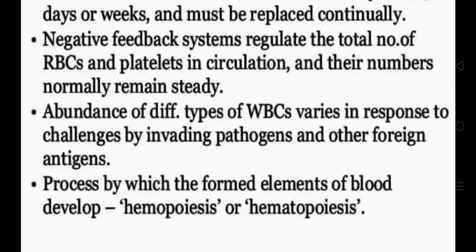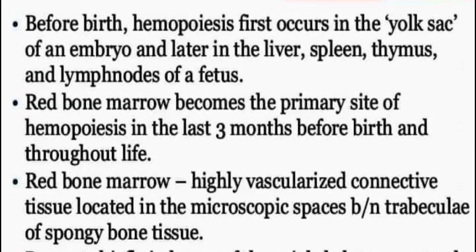Process by which the formed elements of blood develop is hemopoiesis. Before birth, hemopoiesis first occurs in the yolk sac of an embryo and later in the liver, spleen, thymus, and lymph nodes of a fetus. Red bone marrow becomes the primary site of hemopoiesis in the last 3 months before birth and throughout life. Red bone marrow.